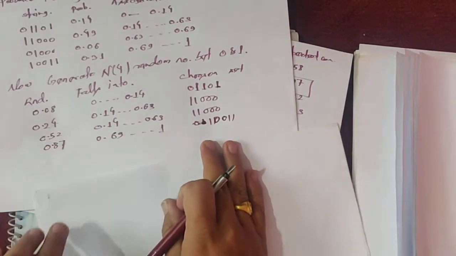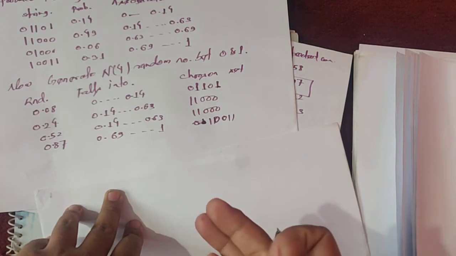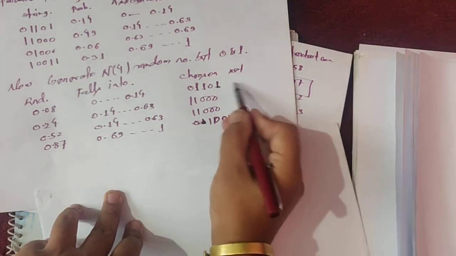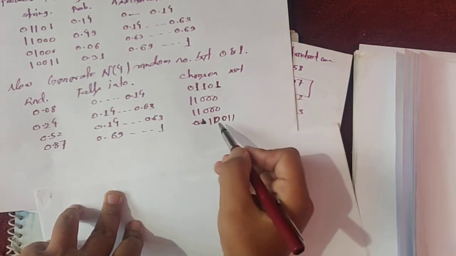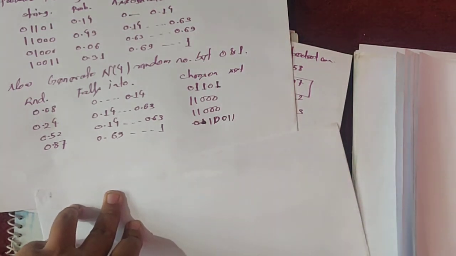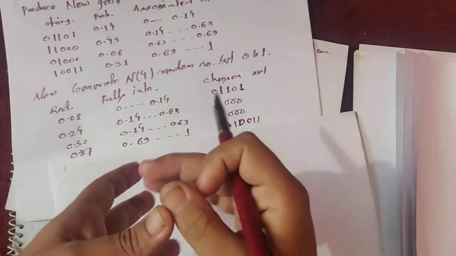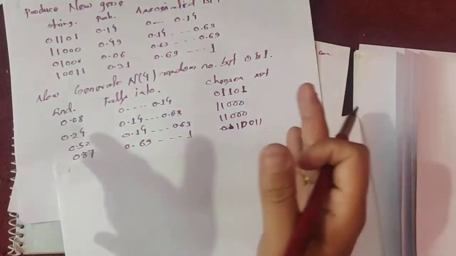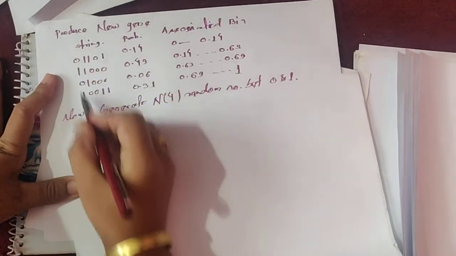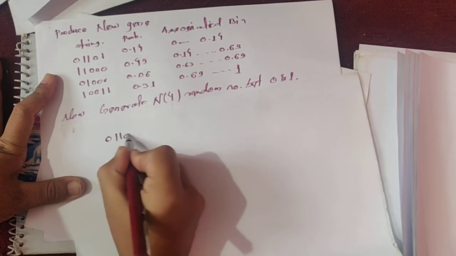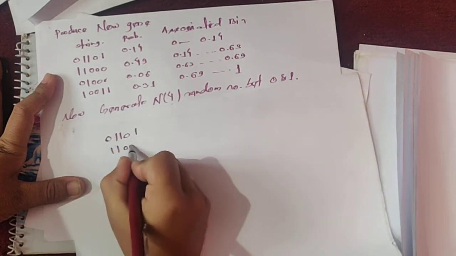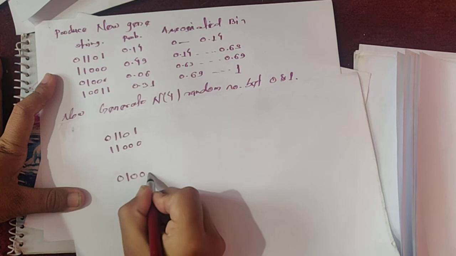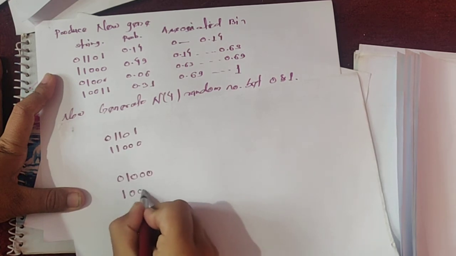Now we use crossover or mutation. Crossover is used between these two and these two, or we can use it between the previous population also, these two and these two, to generate a new population. So let us use crossover on 01101 and 11000, the first two, and the second pair is 01000 and 10011.